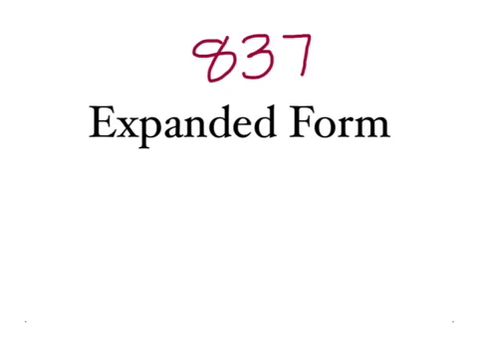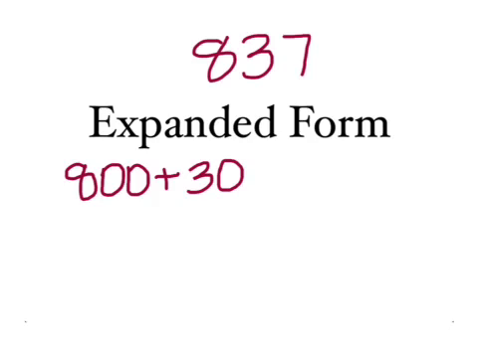Our last form is expanded form. Expanded form is where we stretch out each number based on its place and its value. So the 8 we know is in the hundreds place, so 800s is equivalent to 800. We add that on to the 3, which is in the tens place. So 3 tens is 30. And then the ones place is a 7, so we add a 7 there.